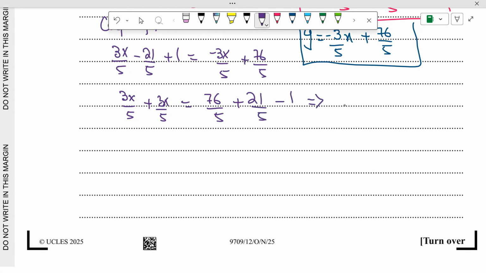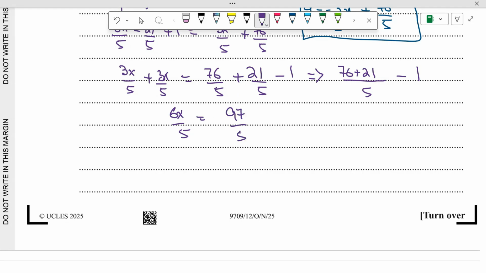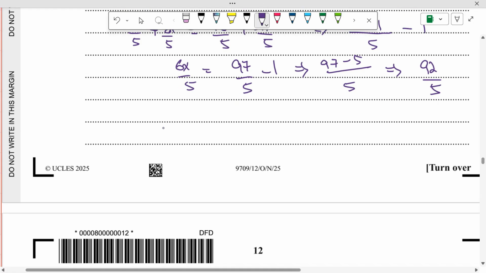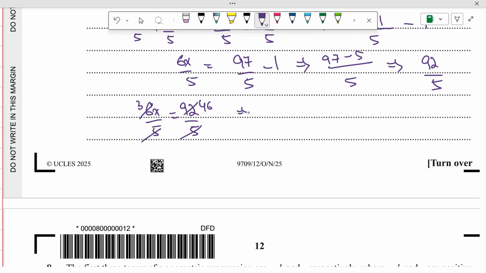Further solving, we will have 5 as LCM and 76 plus 21 minus 1. 3x over 5 plus 3x over 5 is 6x over 5, equals 97 over 5 minus 1, and this one equals 97 minus 5 over 5, which is 92 over 5. So we have 6x over 5 equals 92 over 5. So 5 will be cancelled out and this one will be 46 and this one is 3. So we have x equal to 46 over 3.